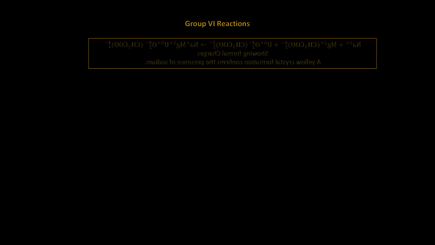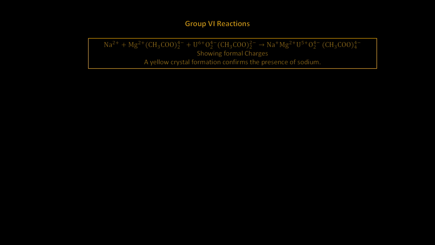Mixing magnesium acetate with uranyl acetate forms a soluble magnesium uranyl acetate. When reacted with the sodium ions, an insoluble sodium magnesium uranyl acetate, if formed, will precipitate. A yellow crystal precipitate that forms does indicate the presence of sodium.